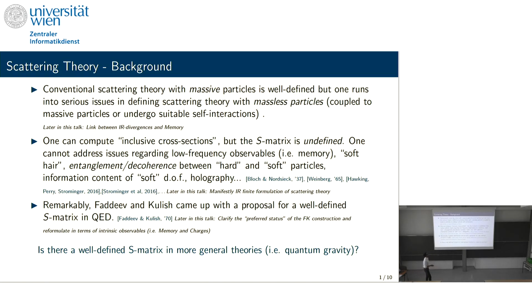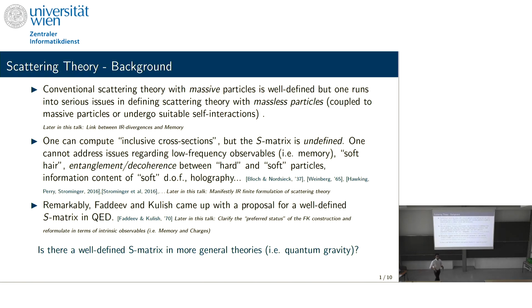That's not the subject of my talk, but one runs into serious issues in defining scattering theory for massless particles. I'm particularly thinking of when the massless particles are coupled to massive particles or undergo suitable self-interactions, like will occur in gravity. The serious issues I'm referring to are these IR divergences that I alluded to in my title slide. And what we'll see is that these IR divergences are related to this classical gravitational effect, which I'll explain is called the memory effect.